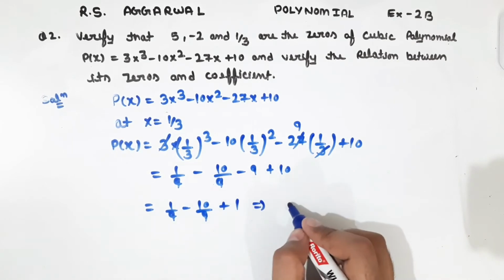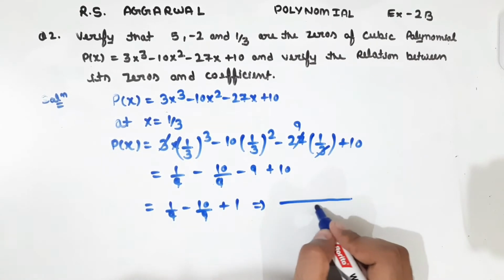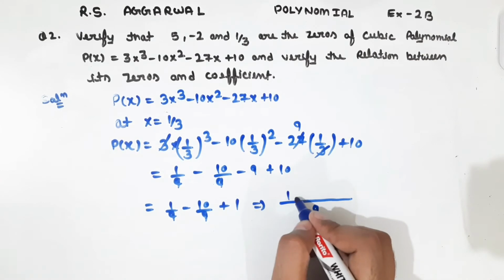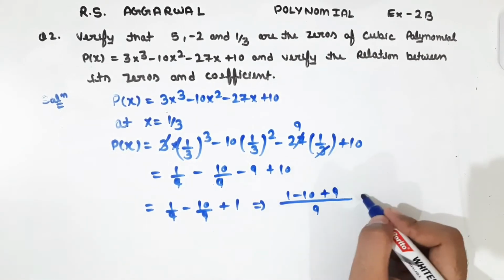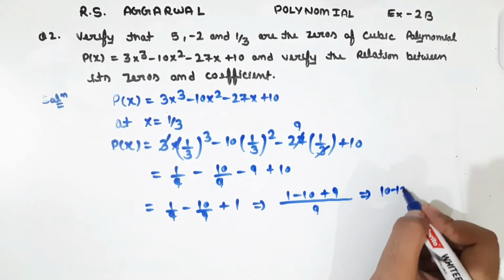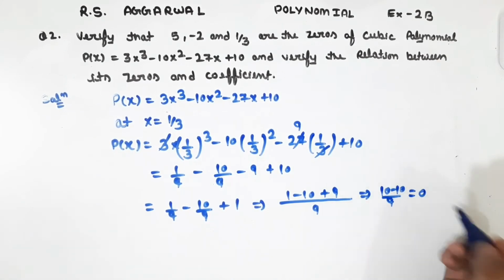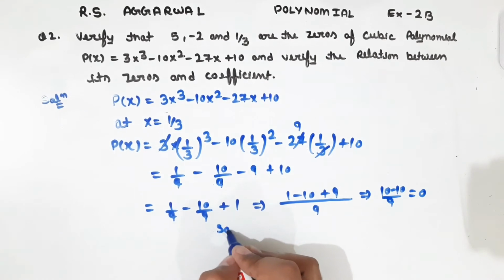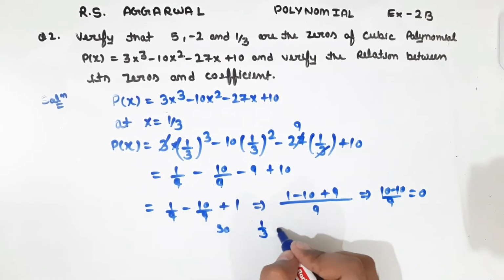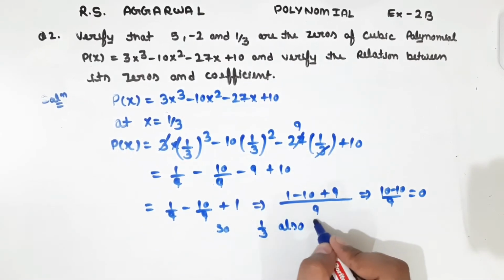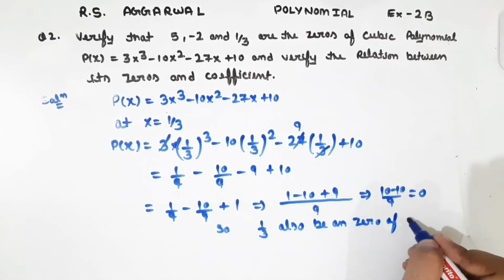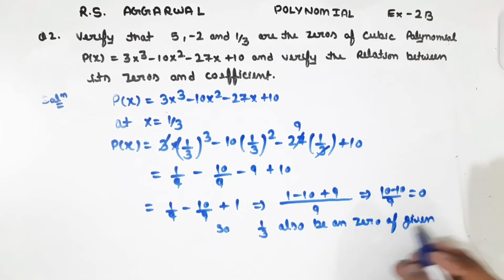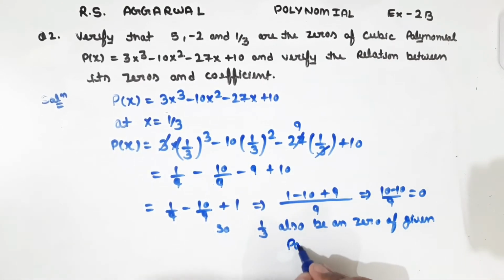So from here 9 is our LCM. So 1 minus 10, 1 nine is 9, plus 9. So from here 10 minus 10 upon 9. So this is equal to 0. Hence 1 upon 3 will also be a zero of the given polynomial.